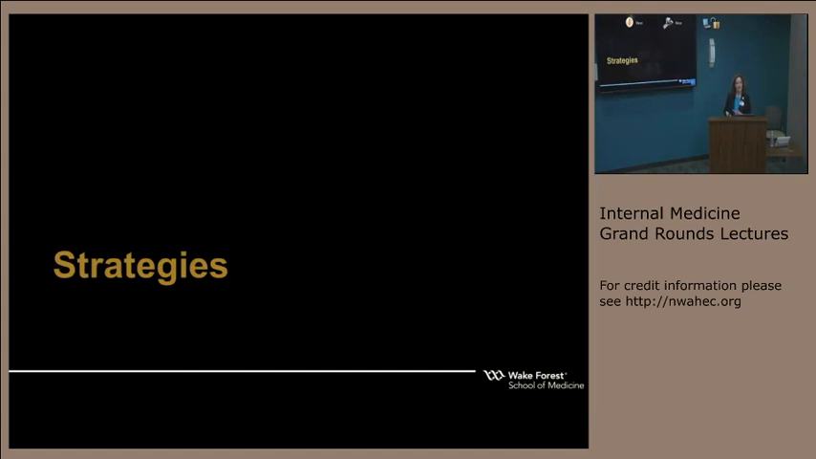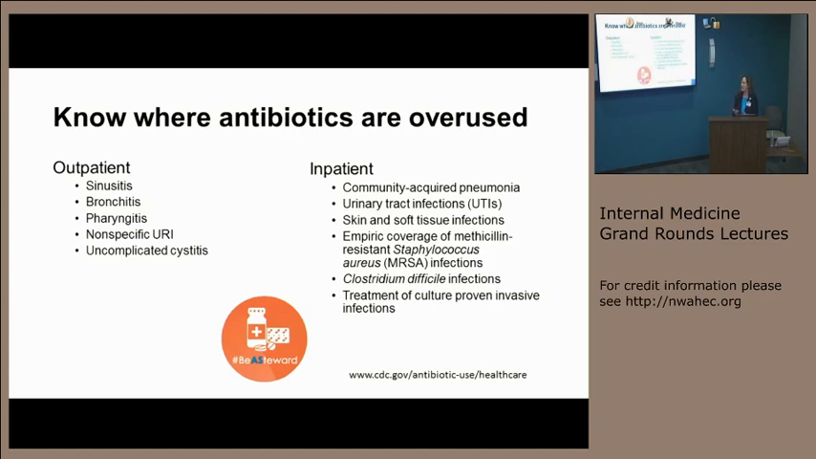Okay, so what can you do in your individual practice to improve antibiotic prescribing? The first thing is just knowing where antibiotics are overused. If you encounter these scenarios, you need to be thinking about what you're doing here. In the outpatient setting, it's really respiratory infections, sinusitis, bronchitis, pharyngitis, nonspecific URI, and uncomplicated cystitis. And then in the inpatient setting, community-acquired pneumonia, UTIs, skin and soft tissue infections, the empiric coverage of MRSA, so we do that too much.